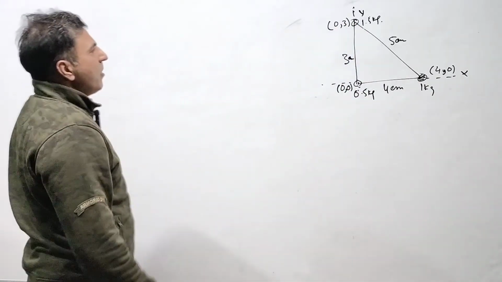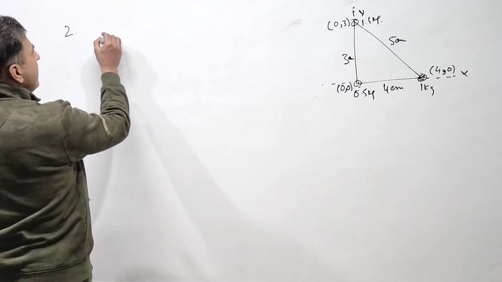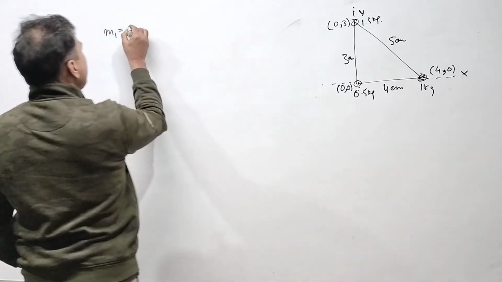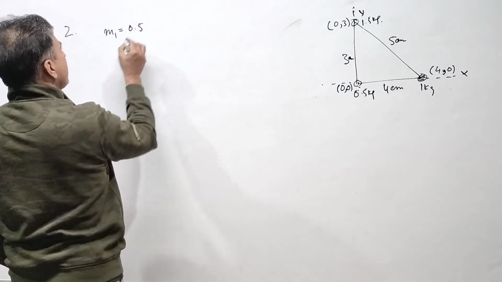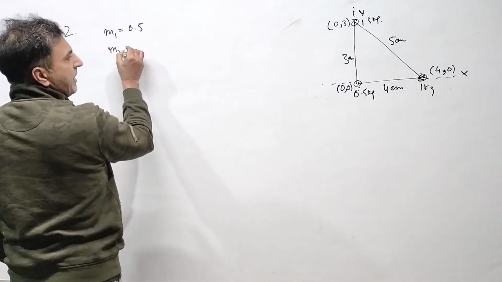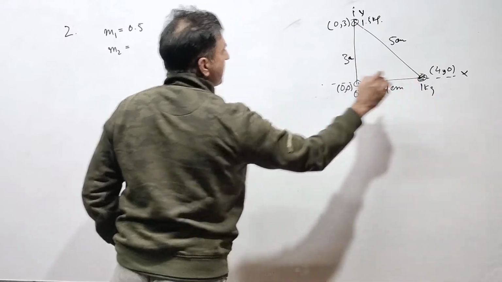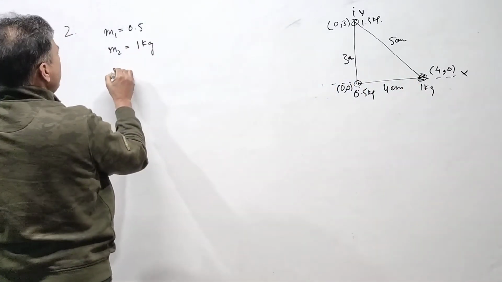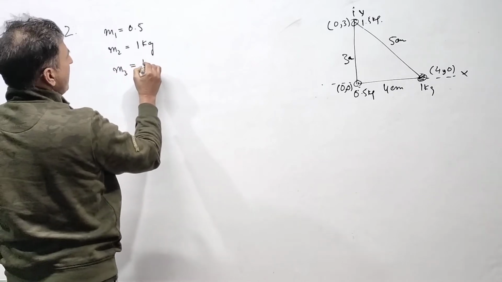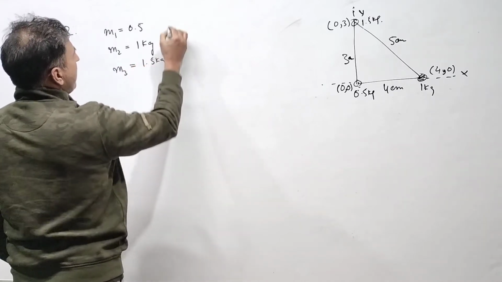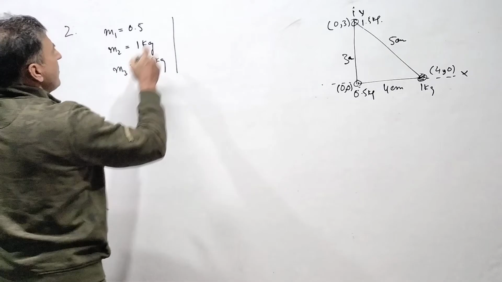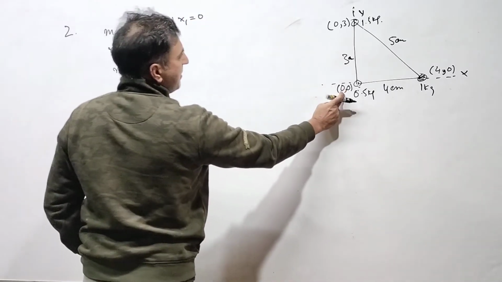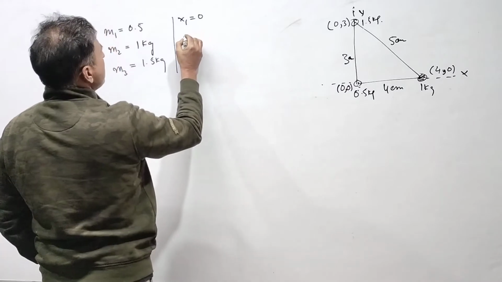So what to do? Okay, let me make it simpler. Let me take m1 here, 0.5. m2, the second mass here, that is 1 kg. Third mass m3, that is 1.5 kg. Right? So what is the x1 coordinate? That is 0 here. What is the x2 coordinate?